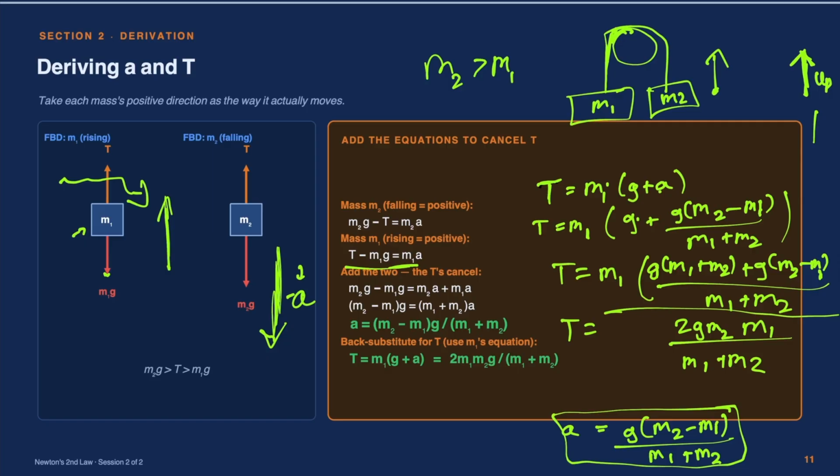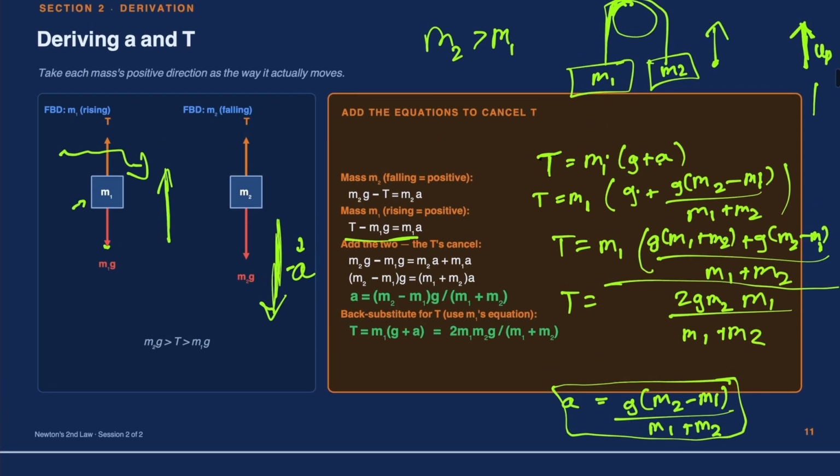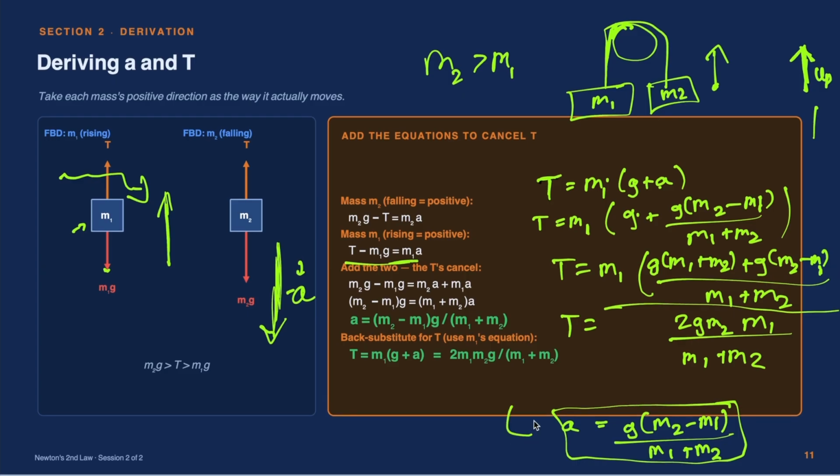And these two equations might look a tad bit different if you used falling as positive and rising as negative. The tension equation won't look different, but the acceleration might look different, okay? But either way, same equations.